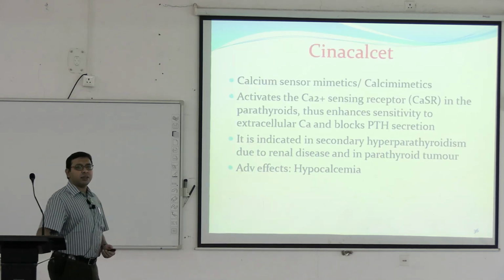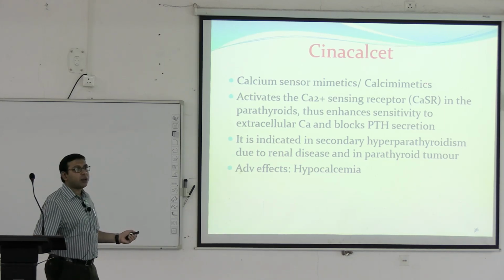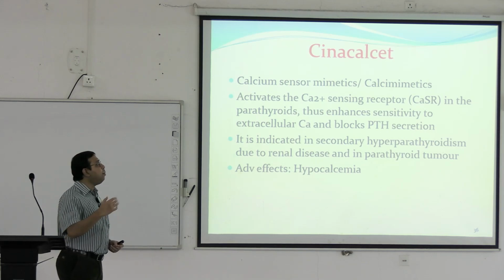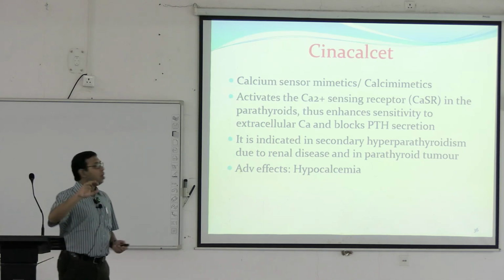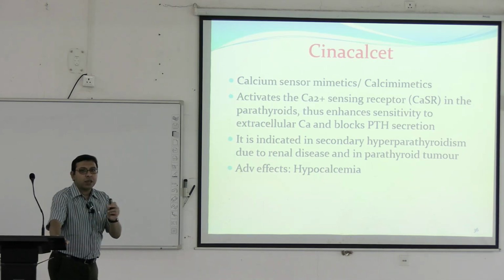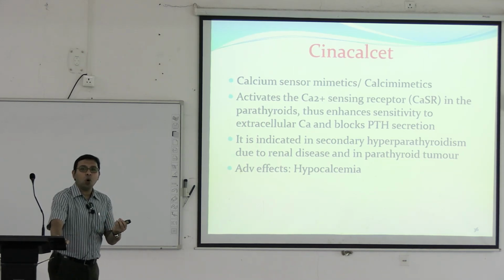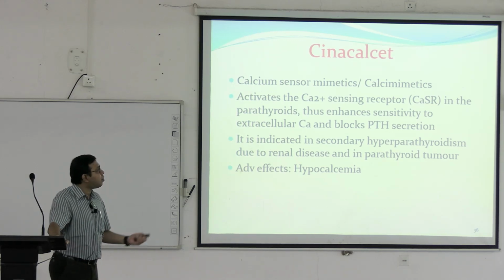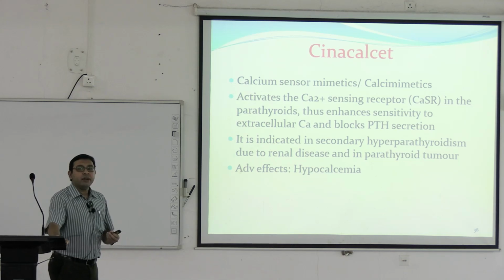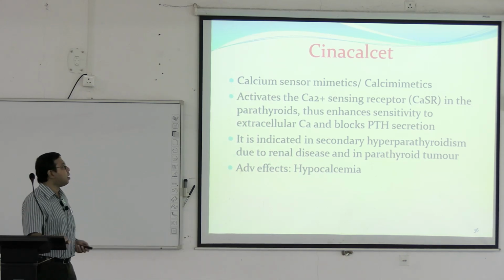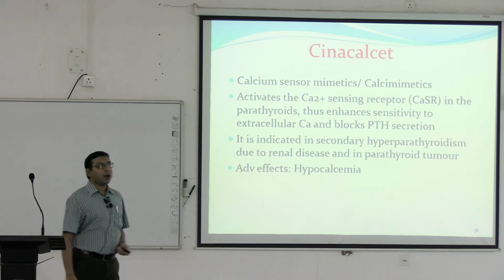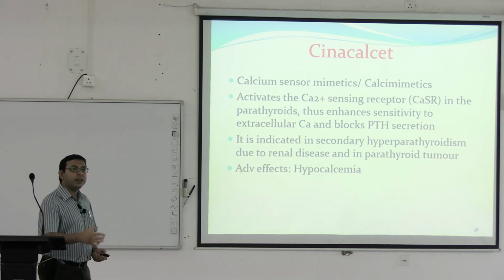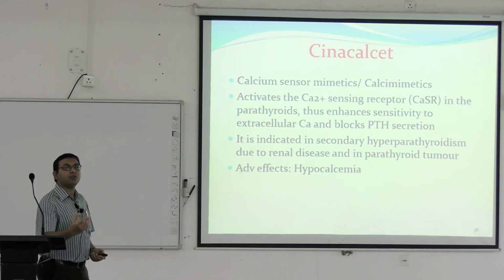Next, coming to cinacalcet. Cinacalcet is a calcium sensor mimetic, or calcimimetic. It is a drug that mimics the calcium sensor and activates the calcium sensing receptor. Within the parathyroid gland, there are receptors that sense whether the calcium level in the blood is low or high. This is known as the calcium sensing receptor. Cinacalcet increases its sensitivity to extracellular calcium and blocks parathyroid hormone secretion. So ultimately it decreases bone resorption.